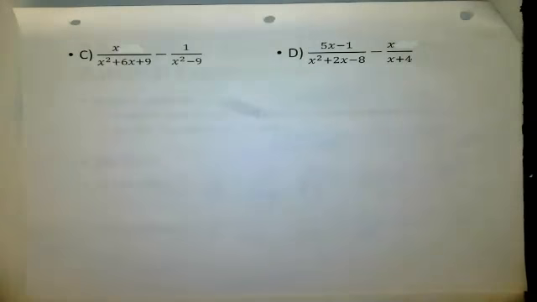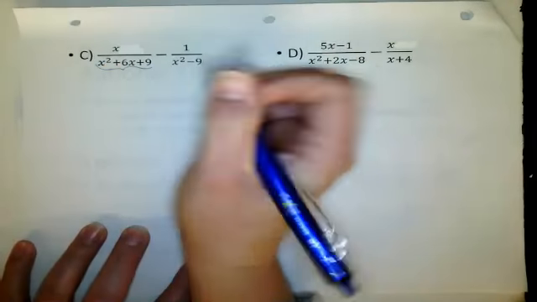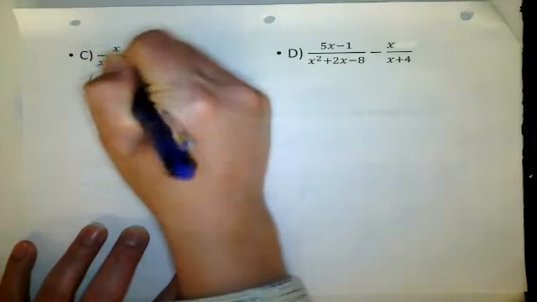Letter C. X over x squared plus 6x plus 9 minus 1 over x squared minus 9. What do you need to do first? What's the phrase of the week? Factor first. So we're going to take our denominators and we're going to rewrite them in factors.